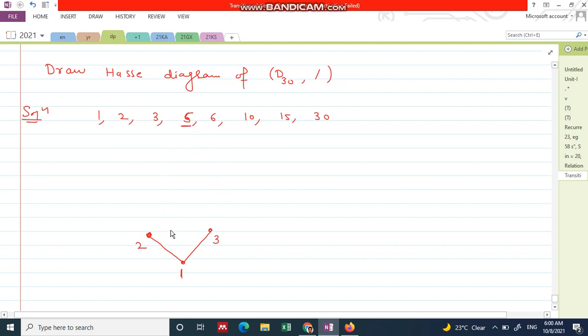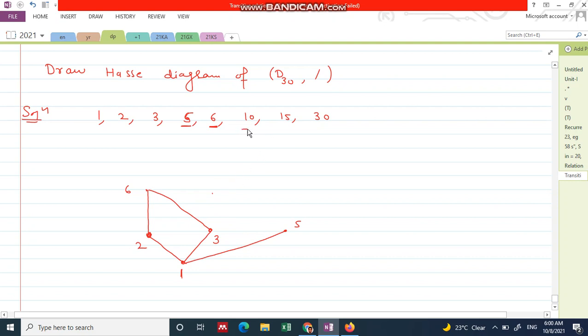You see that 5 is divisible by 1, so we write this element here. 1 also divides 5. Then the next element is 6. So you can write 6 here, or you can write 6 here also, there is no problem. 2 divides 6, and 3 also divides 6. 5 does not divide 6, so there is no connecting line between 5 and 6.